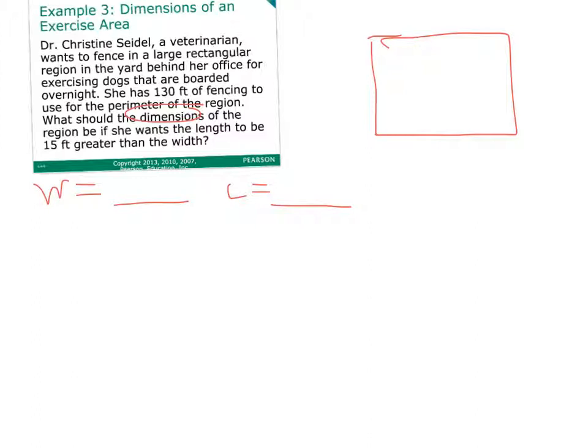Okay, so if you want, you could just label one side as width and the other side as length. Okay, so we're talking about perimeter here. And we know that when you have a rectangle, if you add up all the sides of the rectangle, you get the perimeter. So in order to get perimeter, we'll take the two W's and the two L's, and we'll add those together. And that's going to give us the perimeter, and they told us the perimeter has to be 130 feet, because that's all the fence that she has.